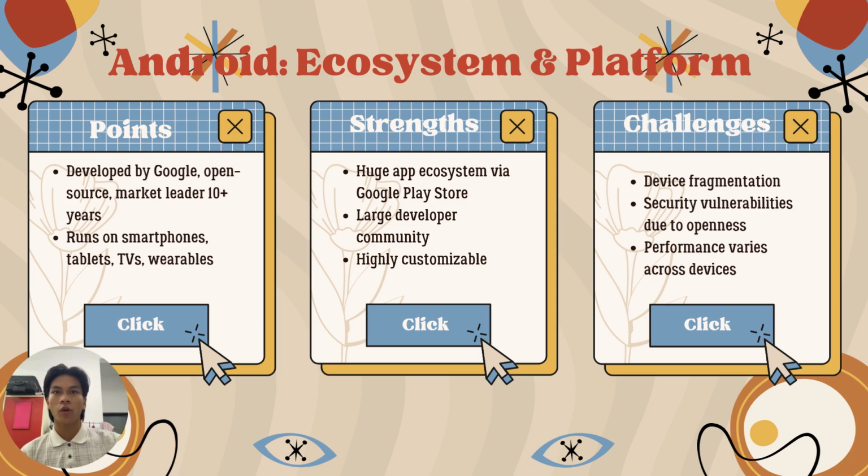However, Android also has some challenges. Device fragmentation is a major issue as apps must work across many different devices. Its open source nature can also lead to security vulnerabilities.